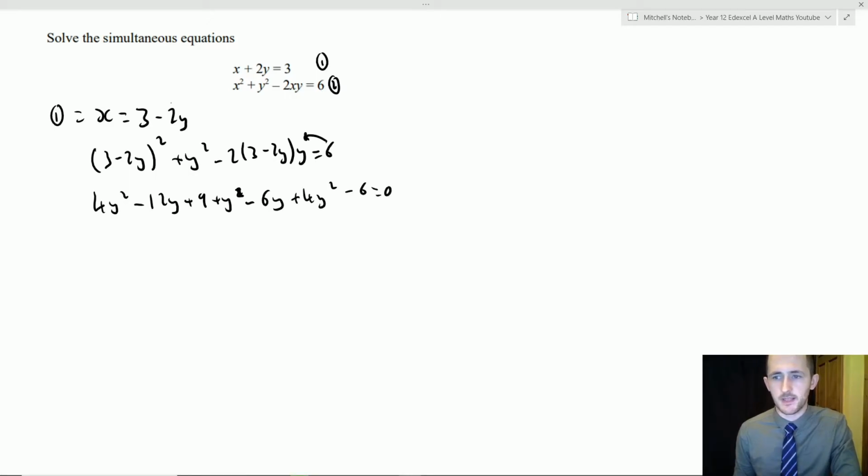Minus 6 equals 0. Gather the like terms. So we have 4y squared plus y squared is 5y squared, plus 4y squared is 9y squared. Minus 12y minus 6y is minus 18y. Plus 9 minus 6. So plus 9 minus 6 is 3. And again, you can divide this all by 3, so you get 3y squared minus 6y plus 1 equals 0.